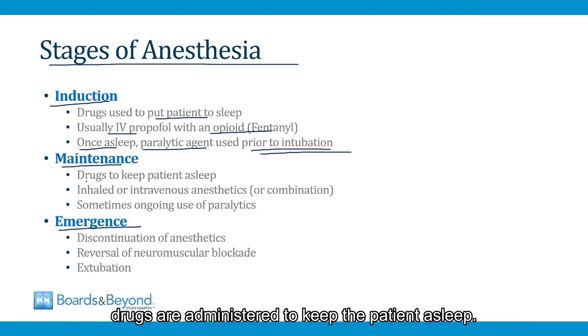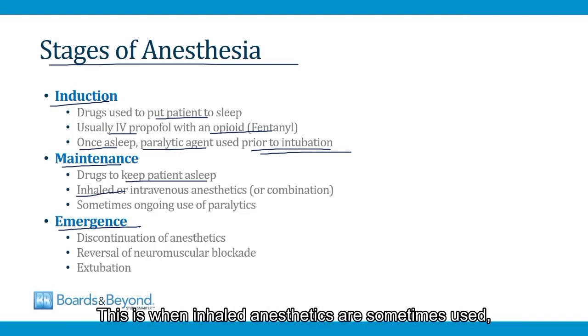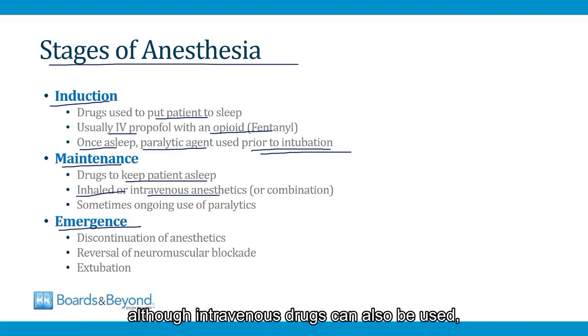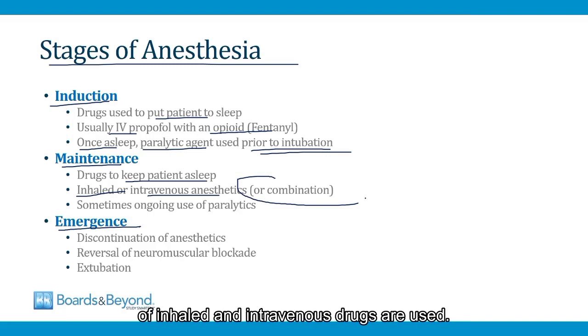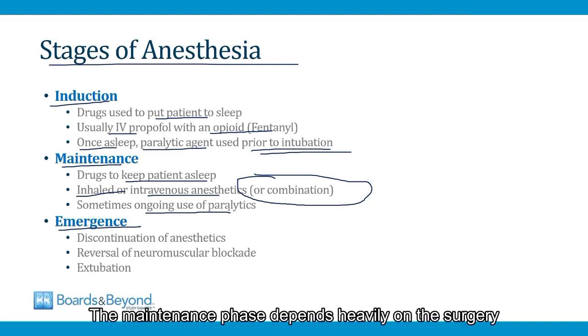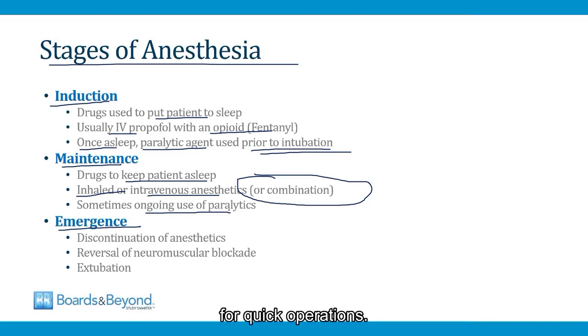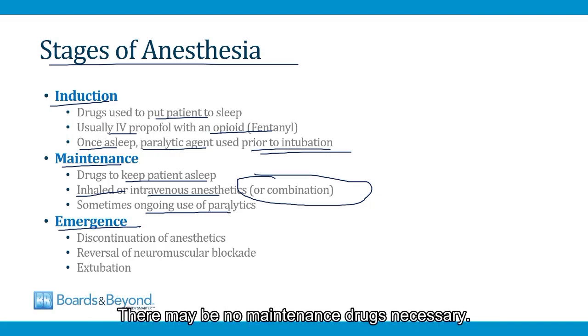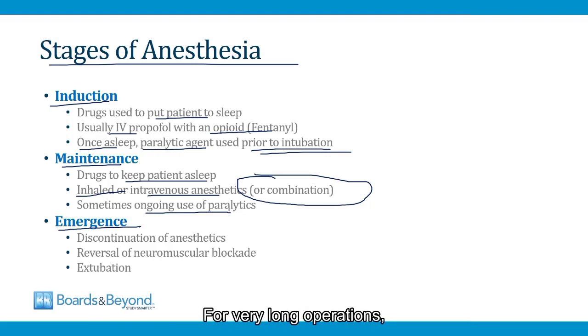During the maintenance phase, drugs are administered to keep the patient asleep. This is when inhaled anesthetics are sometimes used, although intravenous drugs can also be used, or sometimes a combination of inhaled and intravenous drugs are used. Sometimes there's also ongoing use of paralytics during the maintenance phase. The maintenance phase depends heavily on the surgery. For quick operations, there may be no maintenance drugs necessary. For very long operations, lots of maintenance drugs will be needed.